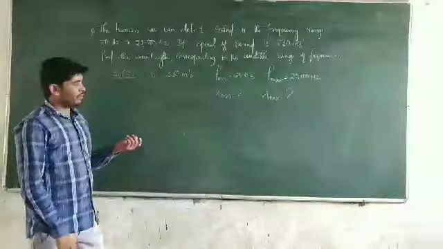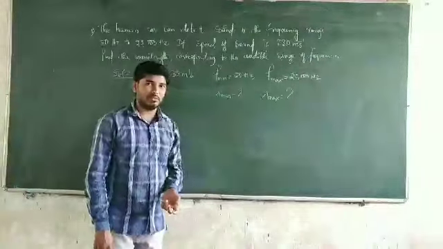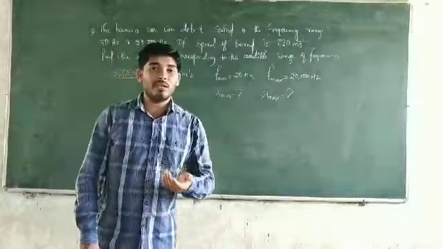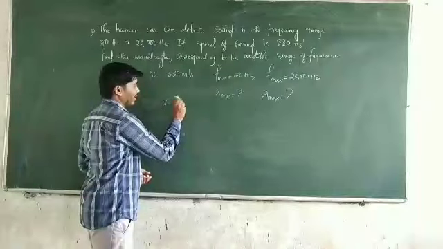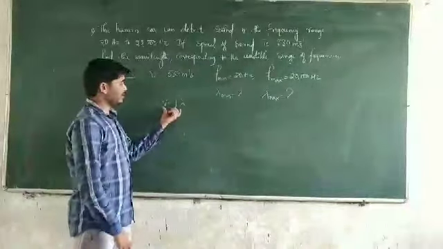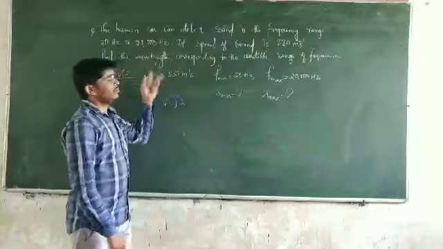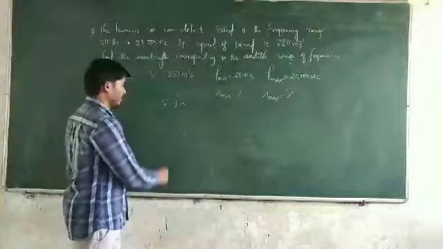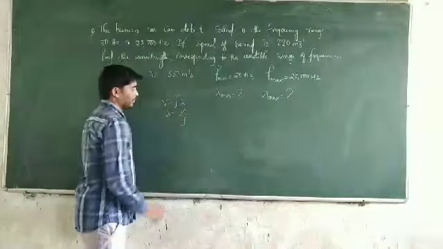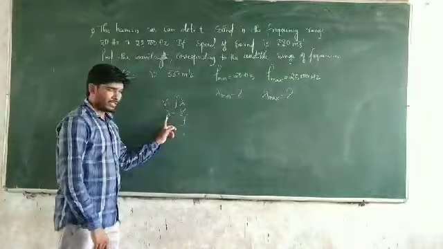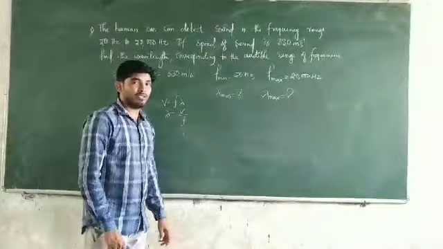Now how are you going to find out the minimum wavelength and maximum wavelength? By using the relation v is equal to f lambda. By using this relation we can find out the corresponding wavelength for these two frequency ranges. So lambda is equal to v by f. Just look at the relation here. Wavelength and frequency are inversely proportional to each other.